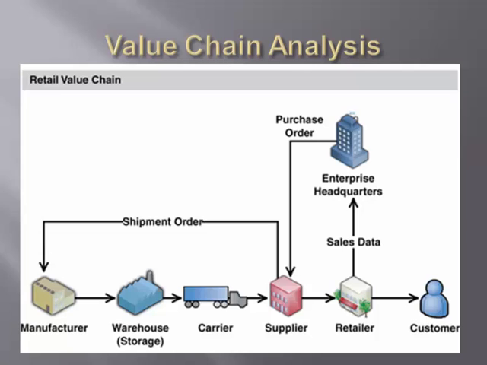The current slide that you're looking at illustrates an example of a retailer's value chain. The purchase order goes to a supplier, which in turn becomes the shipment order. The manufacturer then ships the order and it becomes part of the manufacturer inventory, and then the warehouse inventory. When the carrier delivers it to the supplier, it becomes the supplier inventory, and so on and so forth.